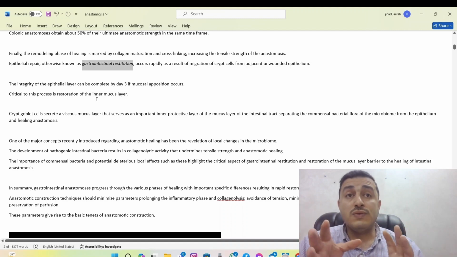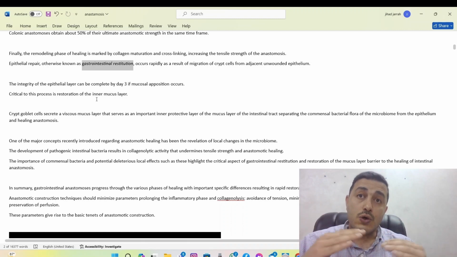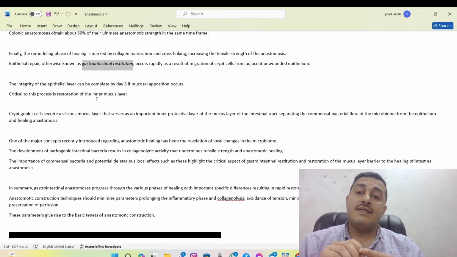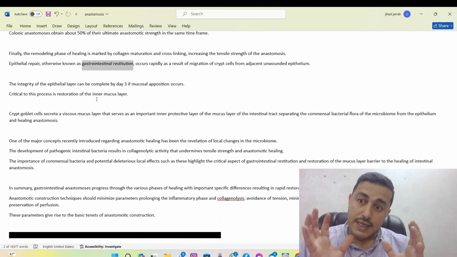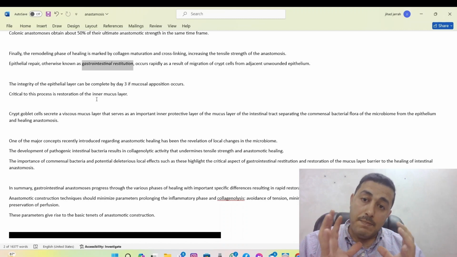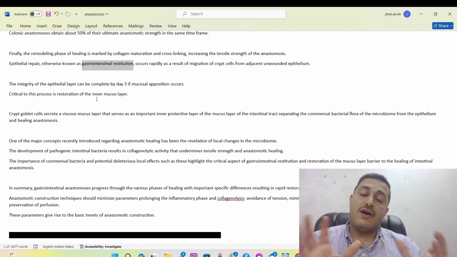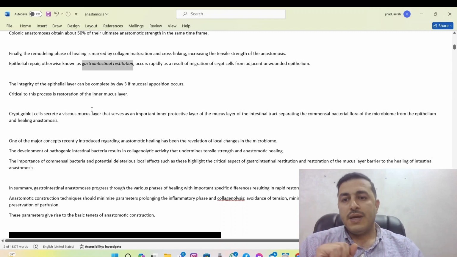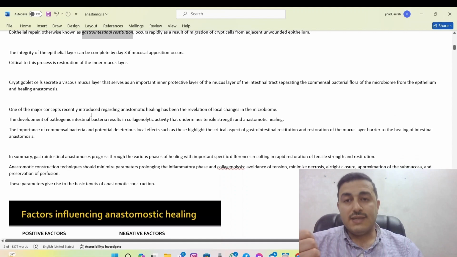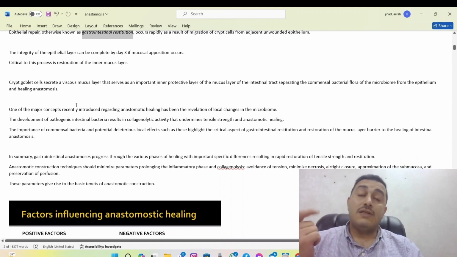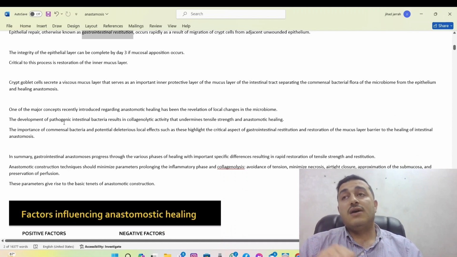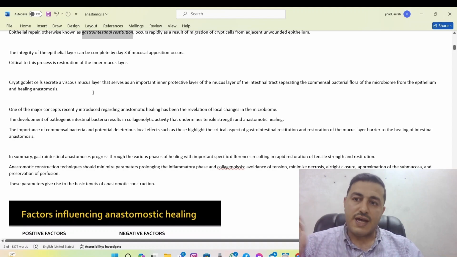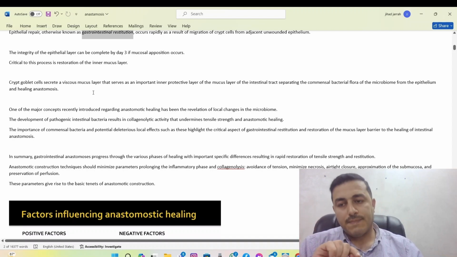It occurs at around day 3, and so the mucosal layer is repositioned at around day 3. What else do we have to know? That it contains the goblet cells. These goblet cells secrete mucus, and this mucus is protective for the anastomosis. This is in the mucosa.